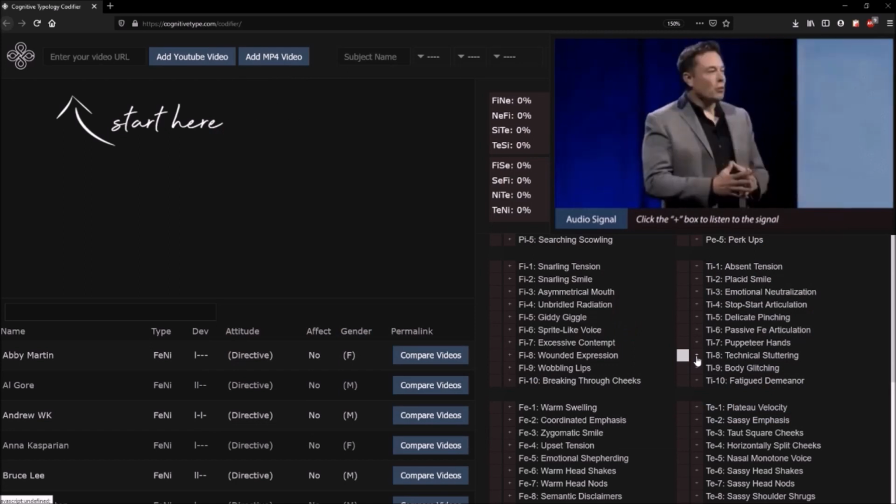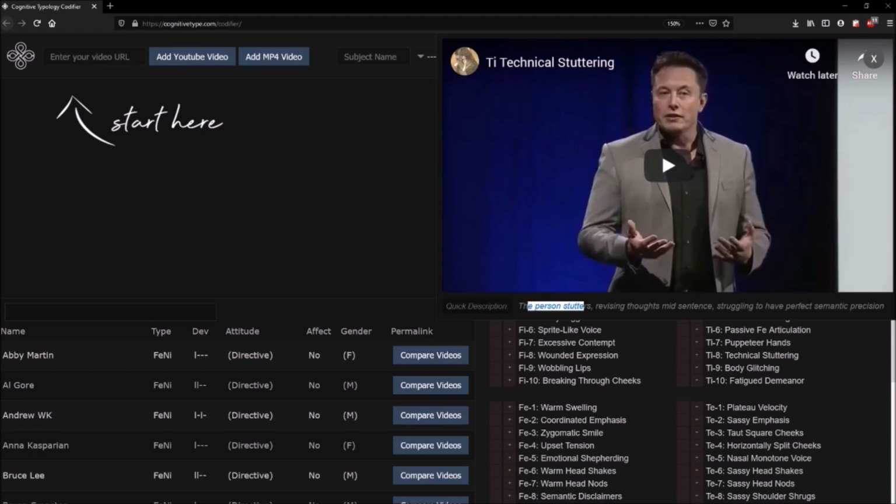The next two signals are related, but I'll start with TI-8, which is technical stuttering. As it says here, the person stutters, revising thoughts mid-sentence, struggling to have perfect semantic precision. Now, as I mentioned, as a JI process, TI is trying to momentum halt, but at the same time it's also trying to freeze and trying to neutralize away the emotion. And so that is part of what's happening here, to the point where in real-time conversation, you hear that freezing happening, which leads to the stuttering.